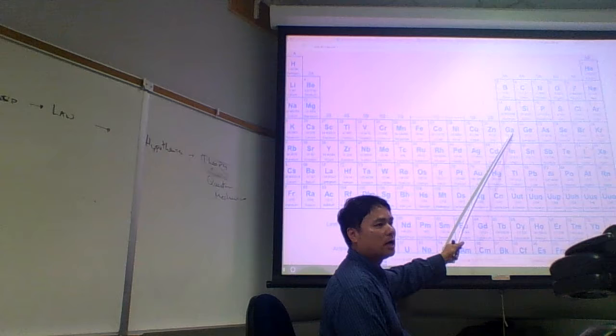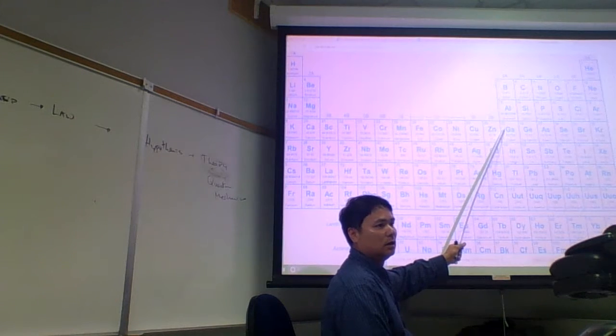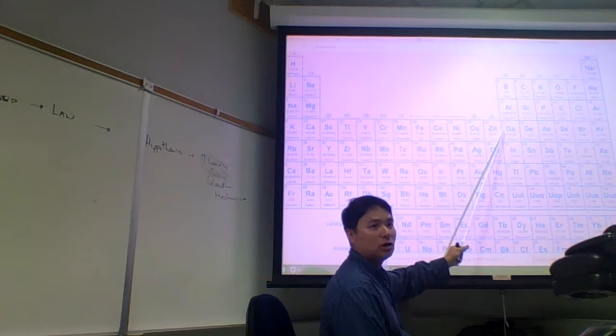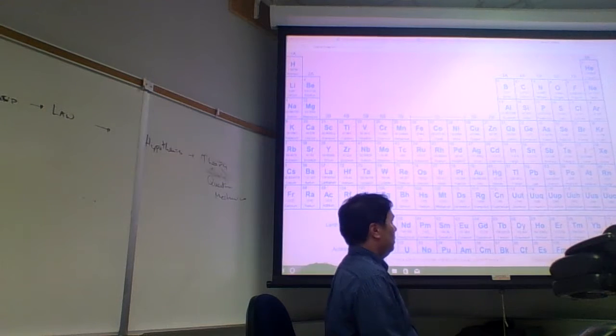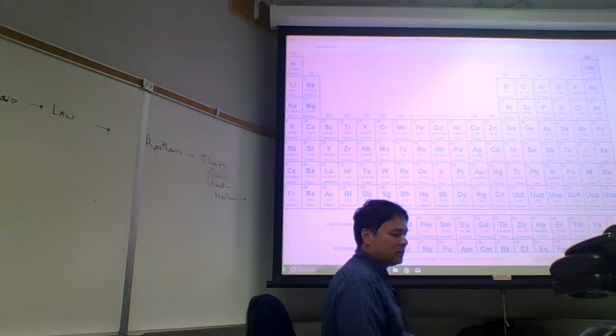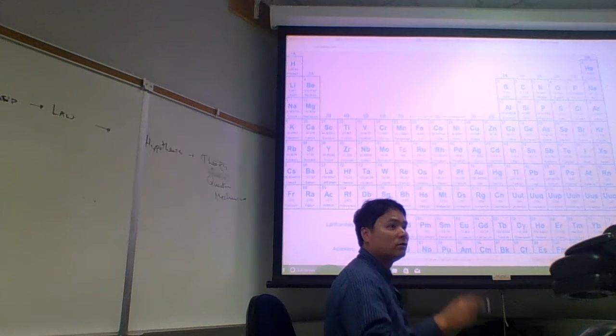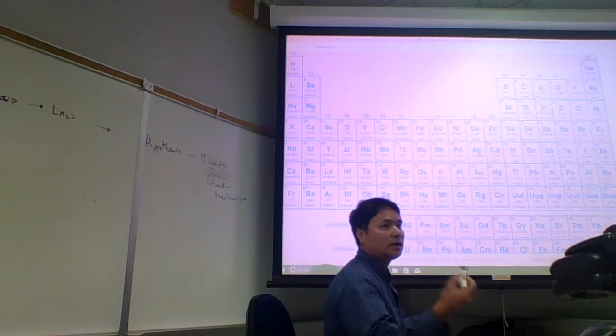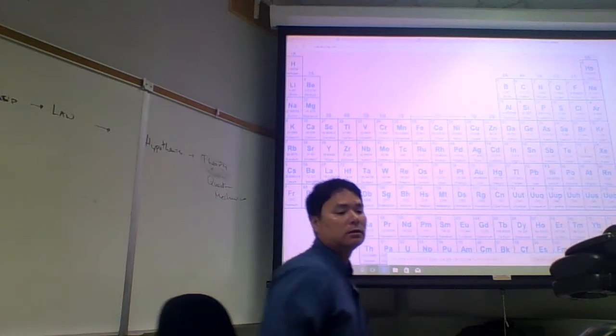Zinc, however, is not. Zinc is +2. Zinc is fixed charge. And so zinc is always fixed charge, so you make flashcards for that. Zinc is always +2, or you can write it down over and over. Zinc is +2 to grind it into your long-term memory.